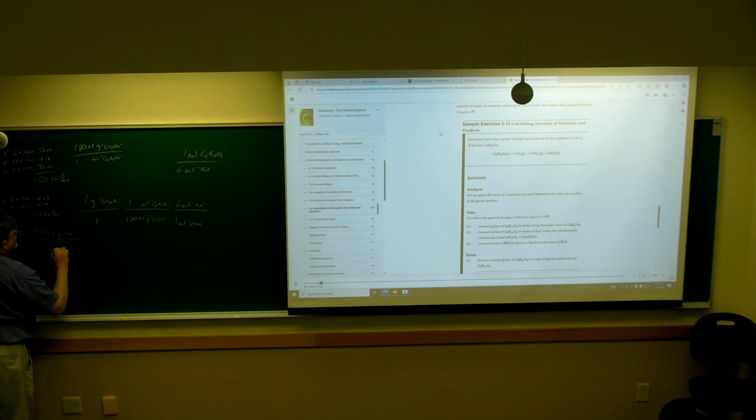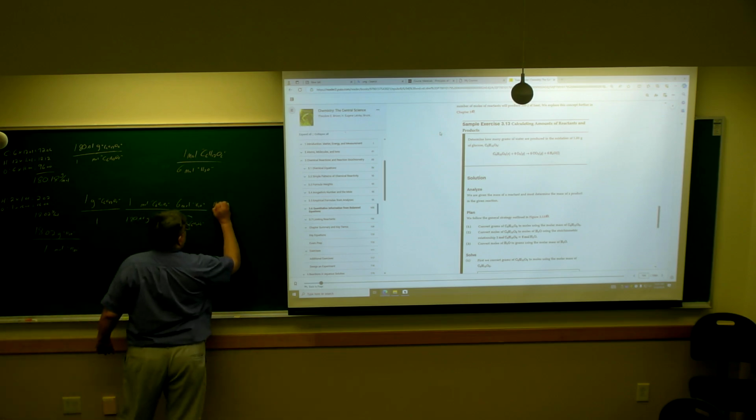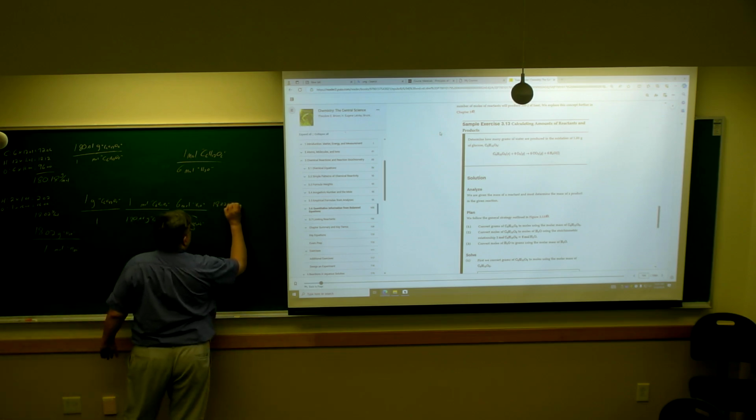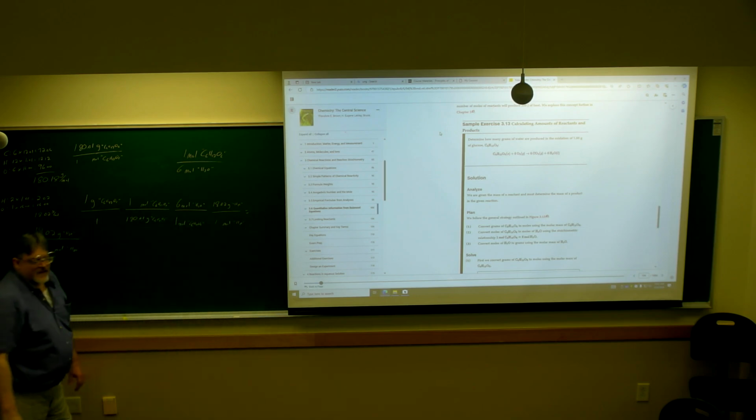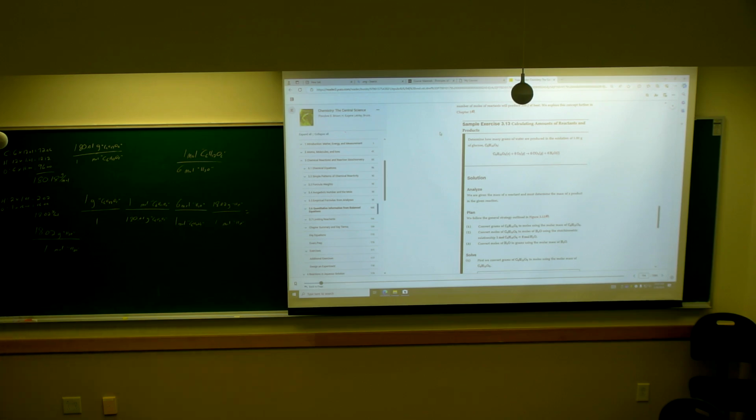H2O to 1 mole of H2O. It's this that I'm going to use next. I want moles on bottom, so I use it exactly the way it is. Grams of H2O, 1 mole of H2O. That's how you'd solve this. You guys good with this? Everything cancels.